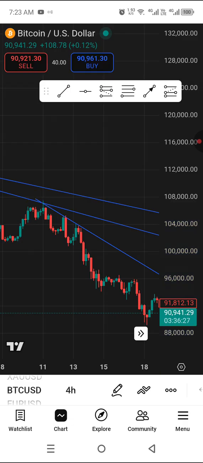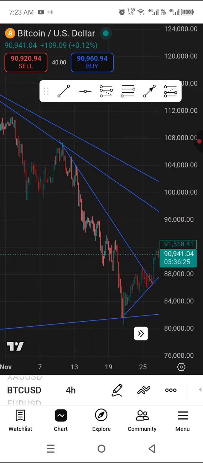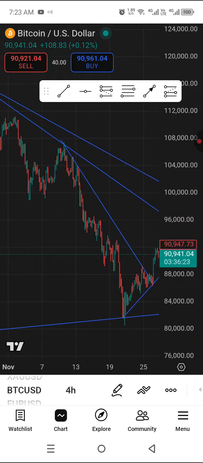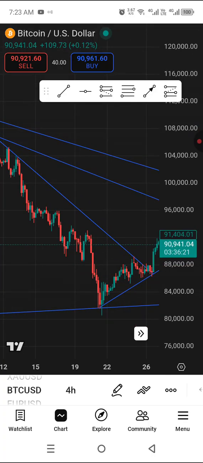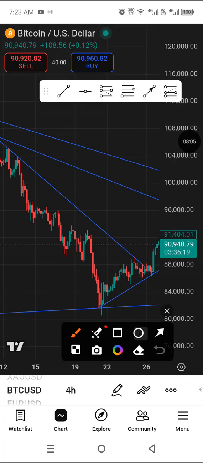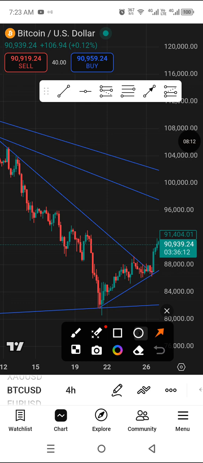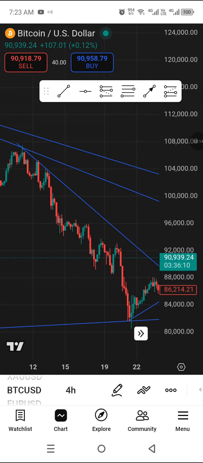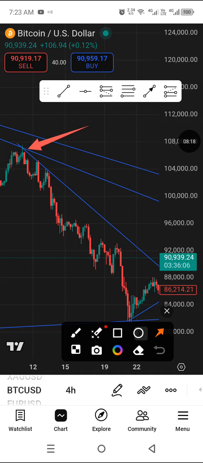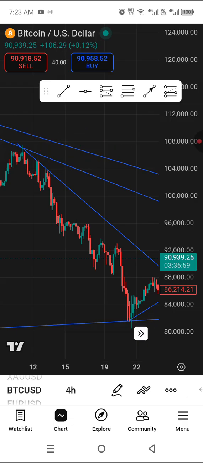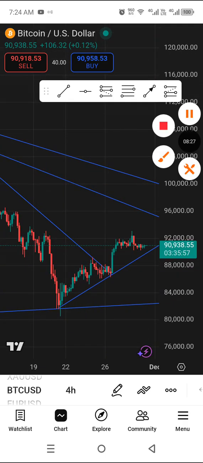So on the 4-hour time frame, we have now this trend line here. You can see that it has got as many touch points as possible. Let me show you. It has got this first touch point, the second touch point here, the third touch point, and the fourth touch point is this side.